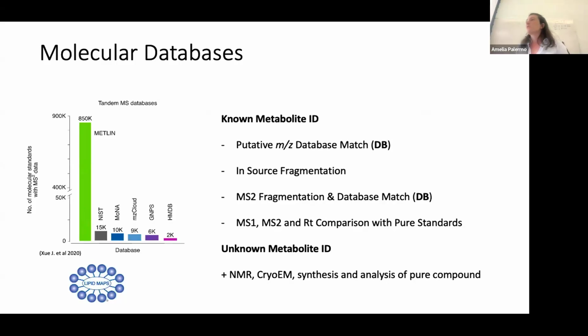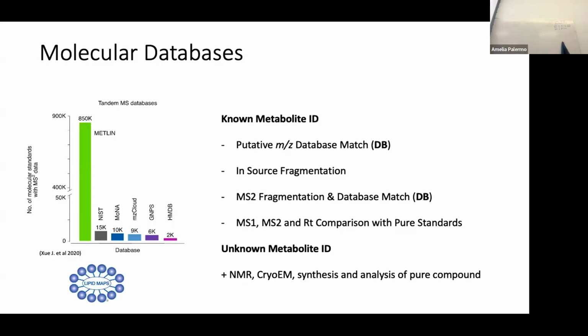and fragmentation information. Fragmentation meaning the MS2 spectra that you can use to identify your molecule. You can compare that from the database with your molecule. MS1, MS2, and retention time comparison with a pure standard, so you can find that too. And this information is reported gradually as it reflects different levels of known metabolite identification. If you have a very putative level 1, then if you add in-source fragmentation, you can increase confidence, but still it's not identification.